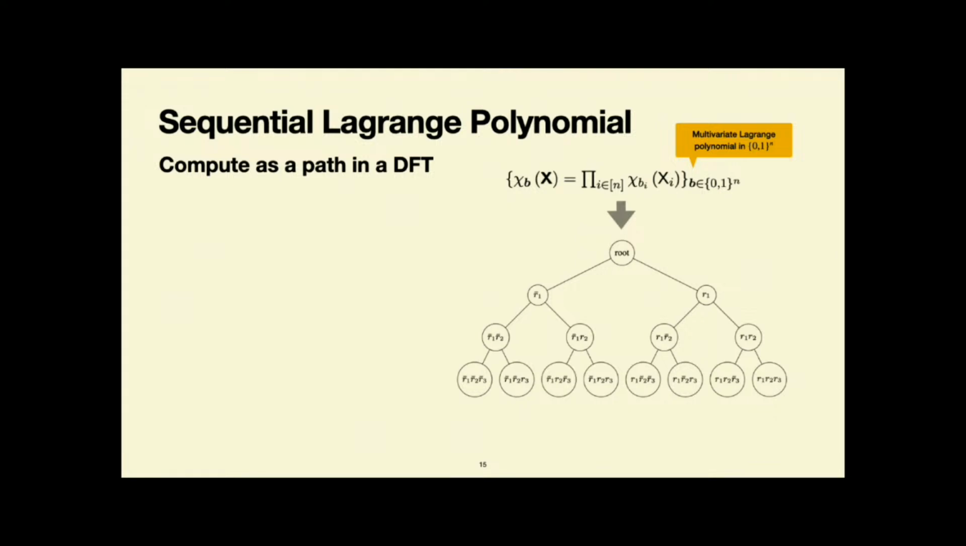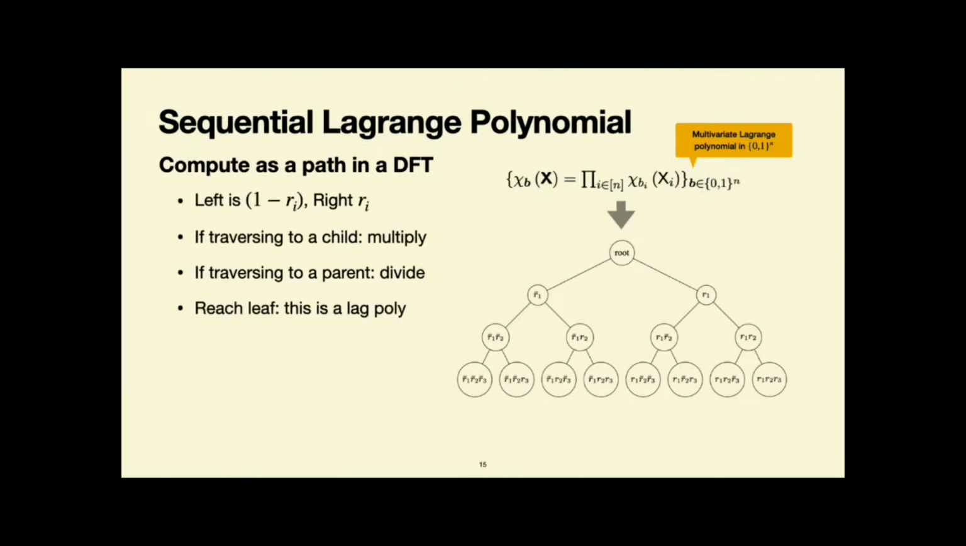So how does this work? You start at the root with some value like 1. And as you start traversing, as you go down, you multiply this state with whichever randomness you reach. And when you reach a child, you've computed a complete Lagrange polynomial.